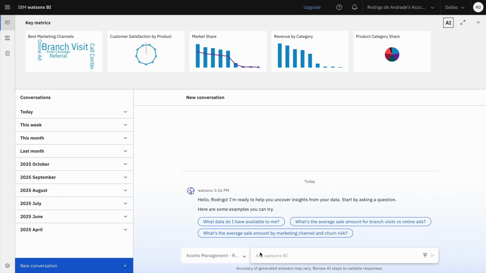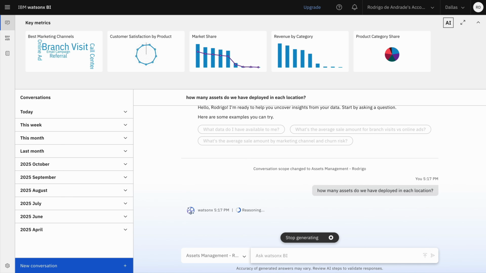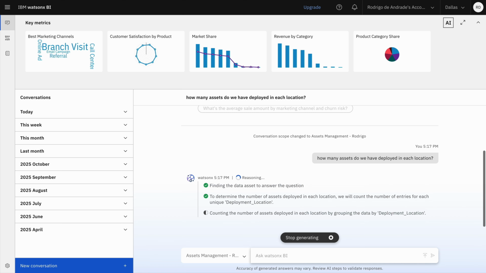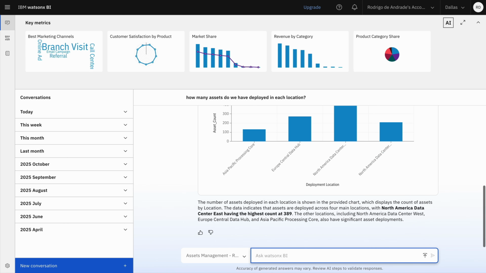So let's start with a simple but fundamental question. Before talking about risk or modernization, we need to understand the scale of the environment and how assets are distributed globally. So I will ask: how many assets do we have deployed in each location? After I ask the question, watsonx BI will start to show me all the reasoning steps to achieve the answer. And here we go. We have a chart.